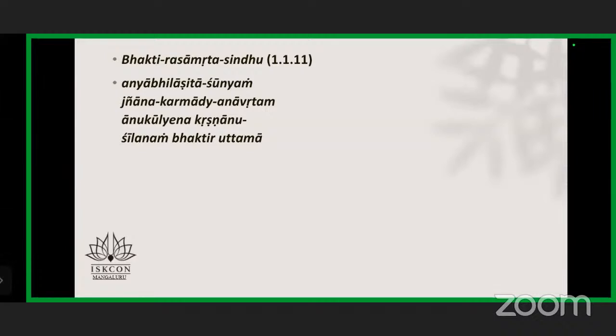So here it is said Anya Abhilashita. So we don't have any kind of abhilasha or any kind of sense gratification in the heart of a devotee, or even bhukti, mukti, siddhi. Kami sakali ashanta, right? As I said, the bhakta wants this, and the kami wants what? His sense gratification, right?